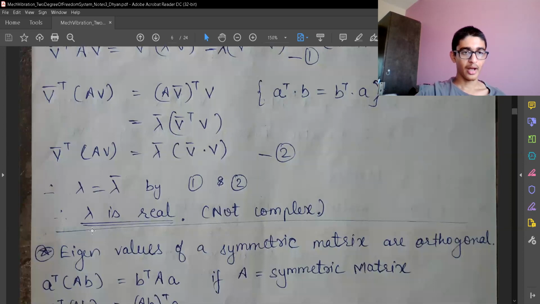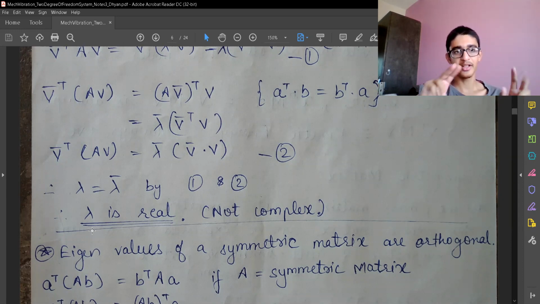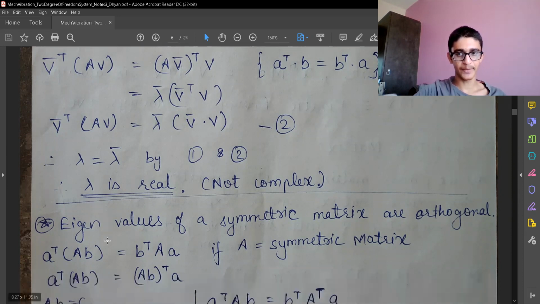That means when a complex number is equal to its conjugate, the real parts are equal and the imaginary parts are equal. For the imaginary parts to be equal, one will have a positive imaginary part, the other will have a negative imaginary part. A positive number and a negative number can be equal only if they are 0. That means the imaginary part is 0. Therefore, lambda is always a real number, not a complex number.